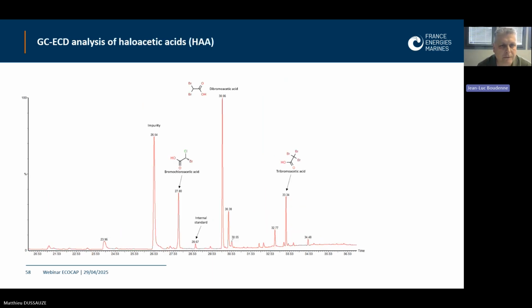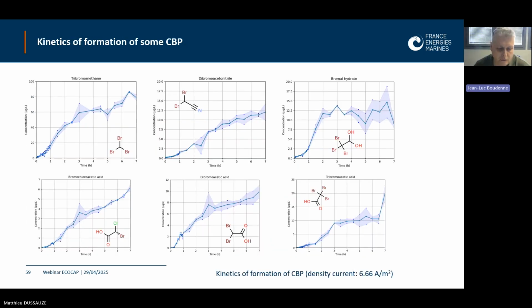The next chromatogram shows the analysis of haloacetic acids. It's the same method, but we need an esterification step before analysis of these compounds. So here you have the result we obtained. We have determined the kinetics of formation of some chlorination byproducts. On the upper side, you have some examples of compounds we found.